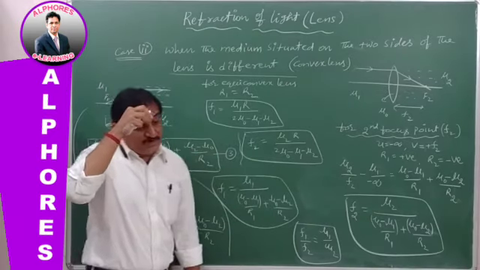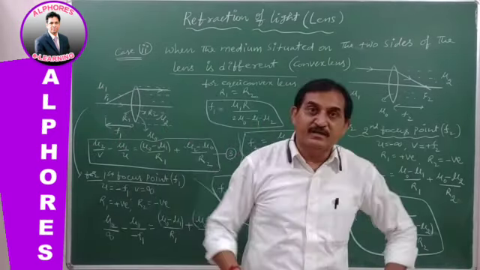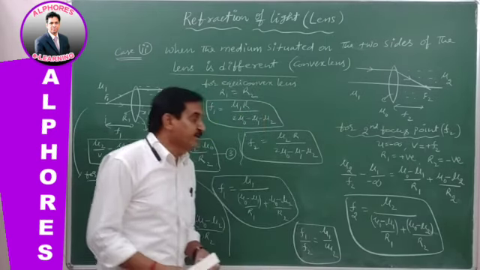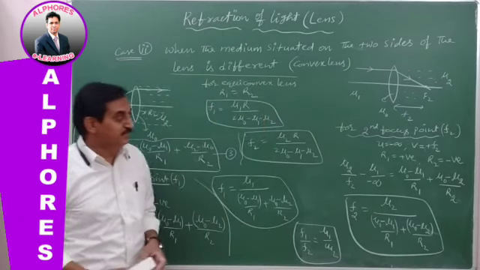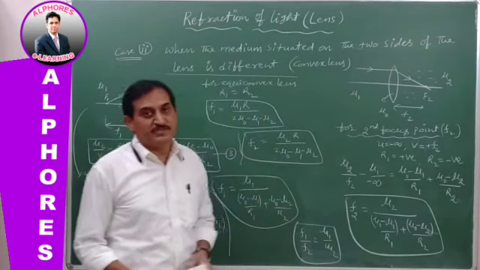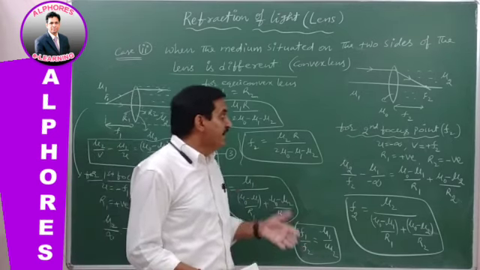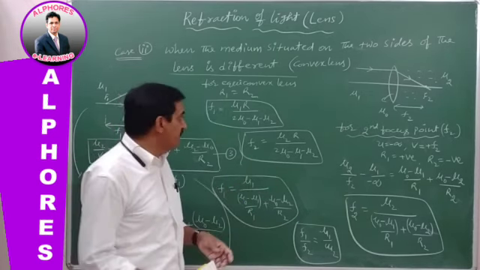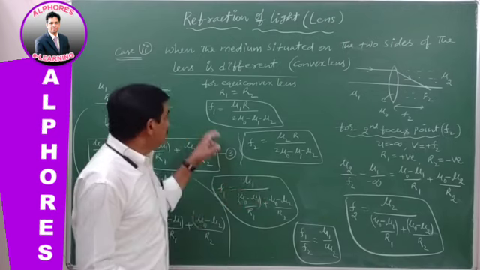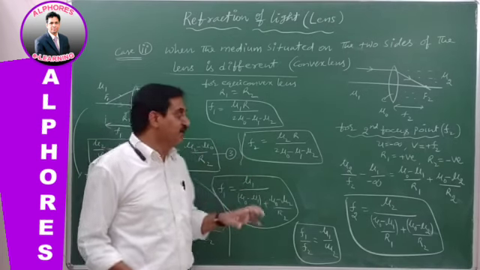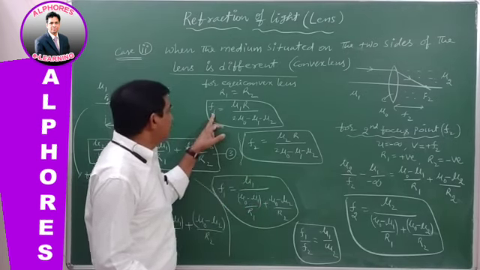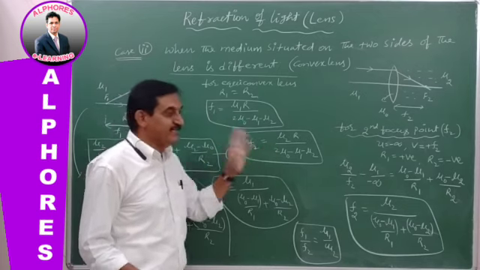We can find the two focus points for a lens which is kept in a non-homogeneous medium. On one side the refractive index is mu 1, on the other side mu 2, and the lens refractive index is mu naught. In such a case, the two focus points are not equal. Therefore, these focus points can be found by using these formulae.